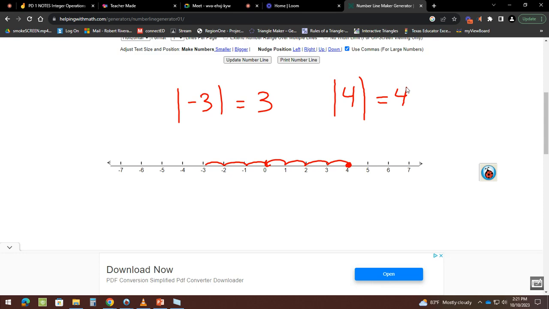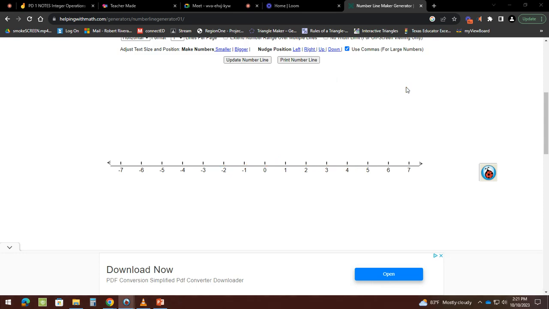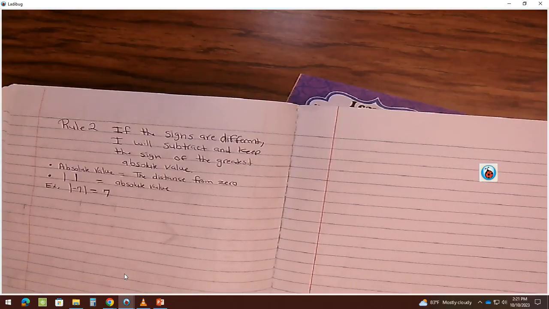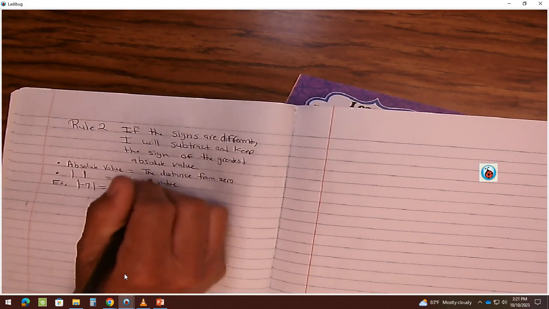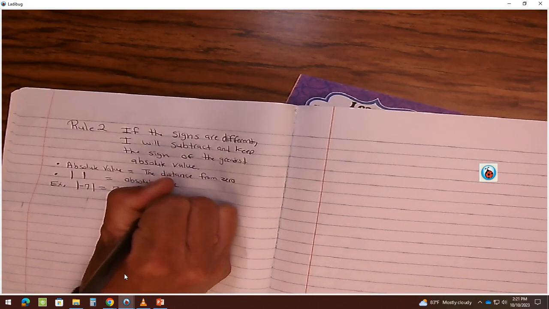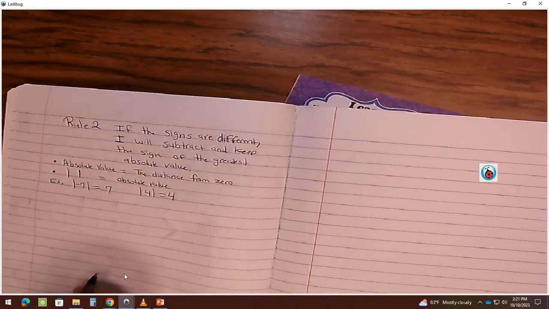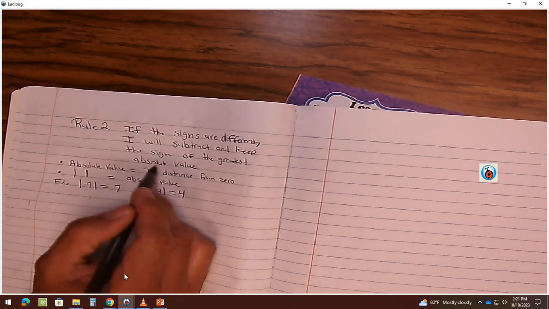So absolute value is just how far you're from 0. Okay. How far you're from 0, that is your absolute value. Let me do one more in a positive way. Let's say you have the absolute value of positive 4. That would be 4. Okay? These are little notes so you can understand what I mean.